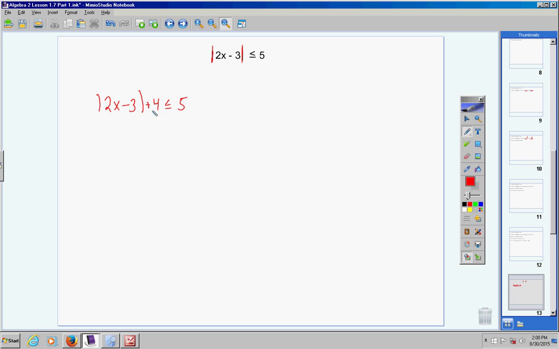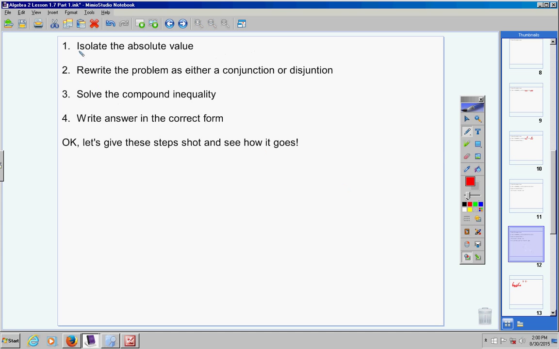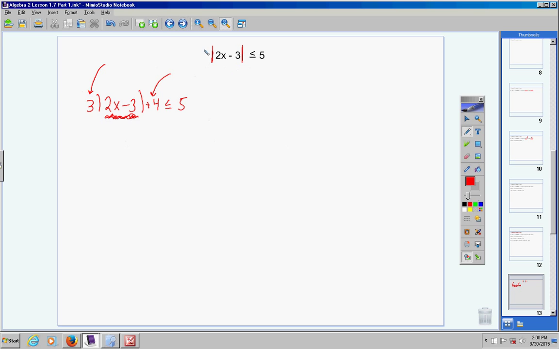You'd have to get rid of this positive 4. Let's say there was a 3 right here on the outside being multiplied right next to the absolute value. Well, the absolute value would not be isolated. You would have to first get rid of the 4 and then get rid of the 3 second. Okay? So when I say isolate the absolute value, I am not talking about anything on the inside of the absolute value. I'm talking about getting rid of everything on the outside of the absolute value. Do you see that okay? Alright, so when I say isolate the absolute value, I'm saying get rid of everything that's outside the absolute value, okay?